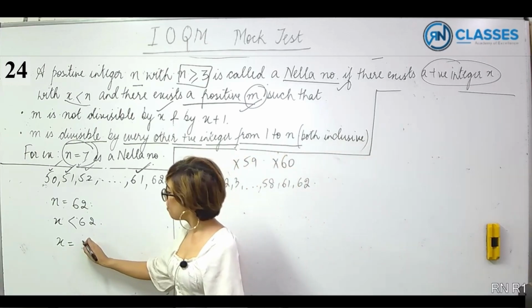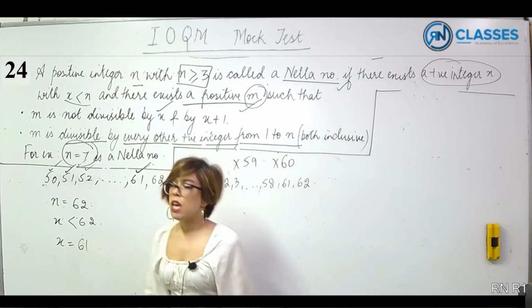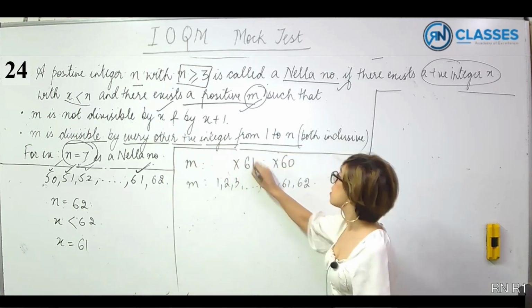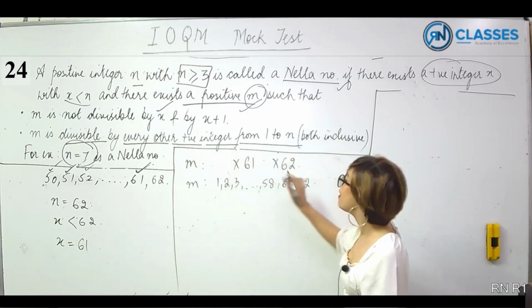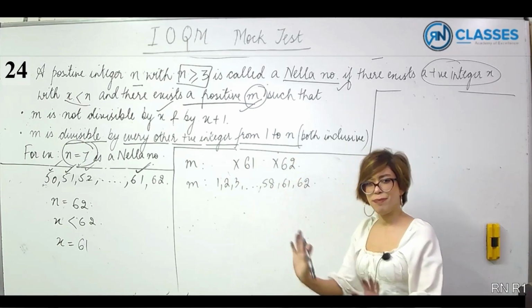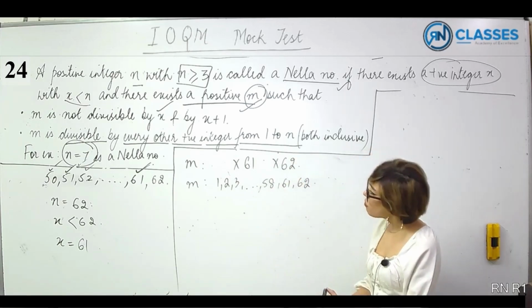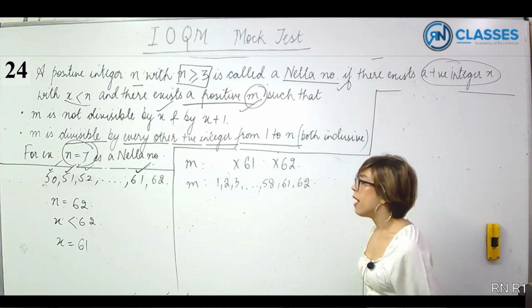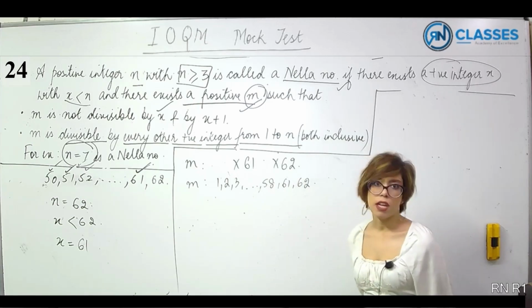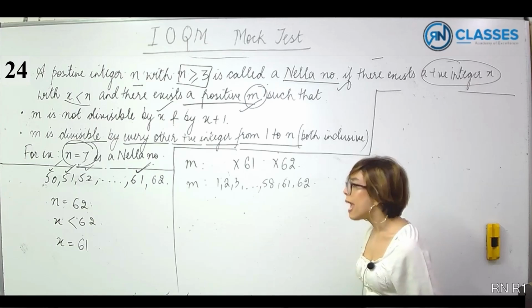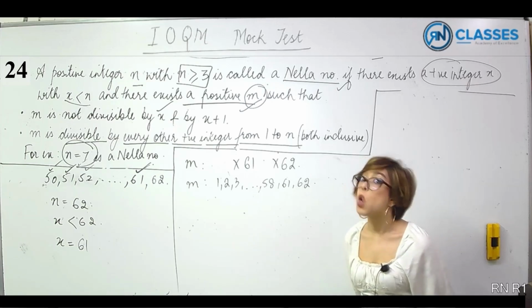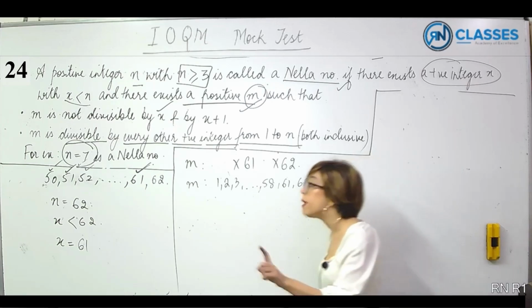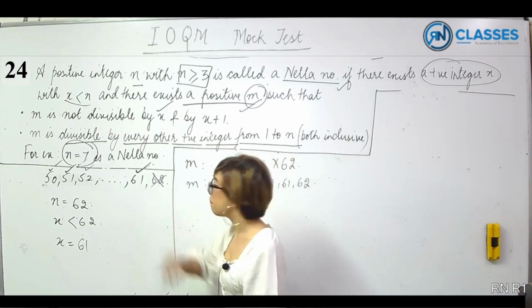Next prime number that I can use, that is 61. Now 61, this is 60. Again, this is 2 into 31. Already it's there. Cool. That means I am unable to find x. That means n is equal to 62 is not my Nena number. First number I have, this is not my Nena number.